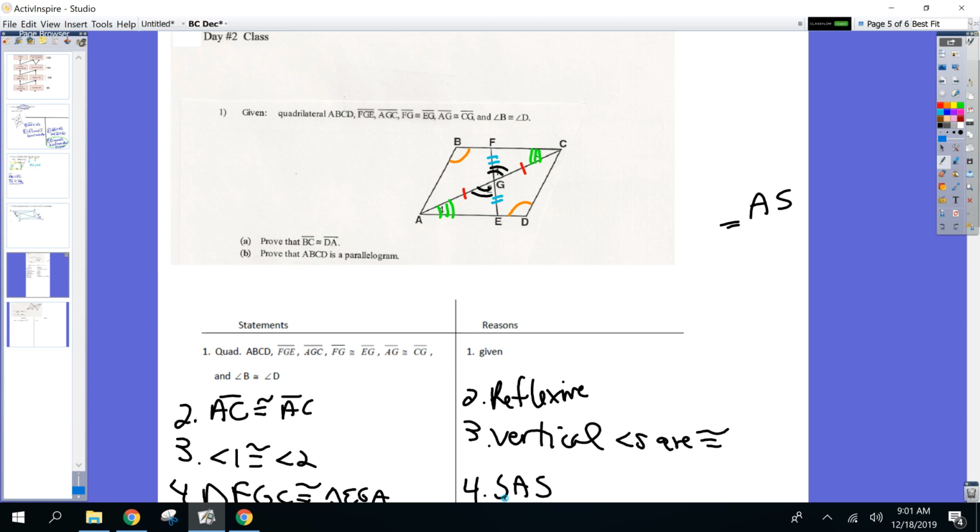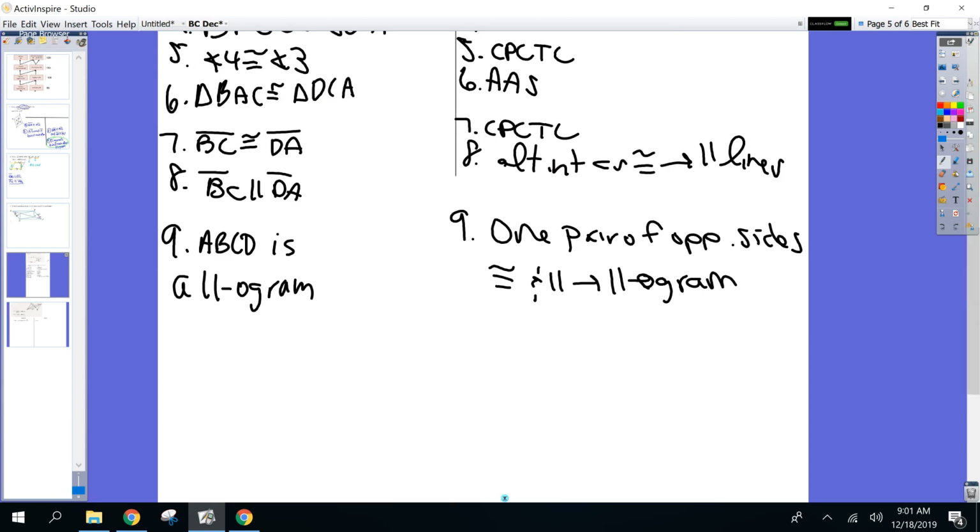The reflexive could have came anywhere. It had to come before I proved the triangles congruent. It had to come before angle, angle, side. Didn't have to go in step 2, Logan, but it had to come before angle, angle, side. Because that was my side in angle, angle, side. Good? Anybody else? Okay, one more, then you're taking over.